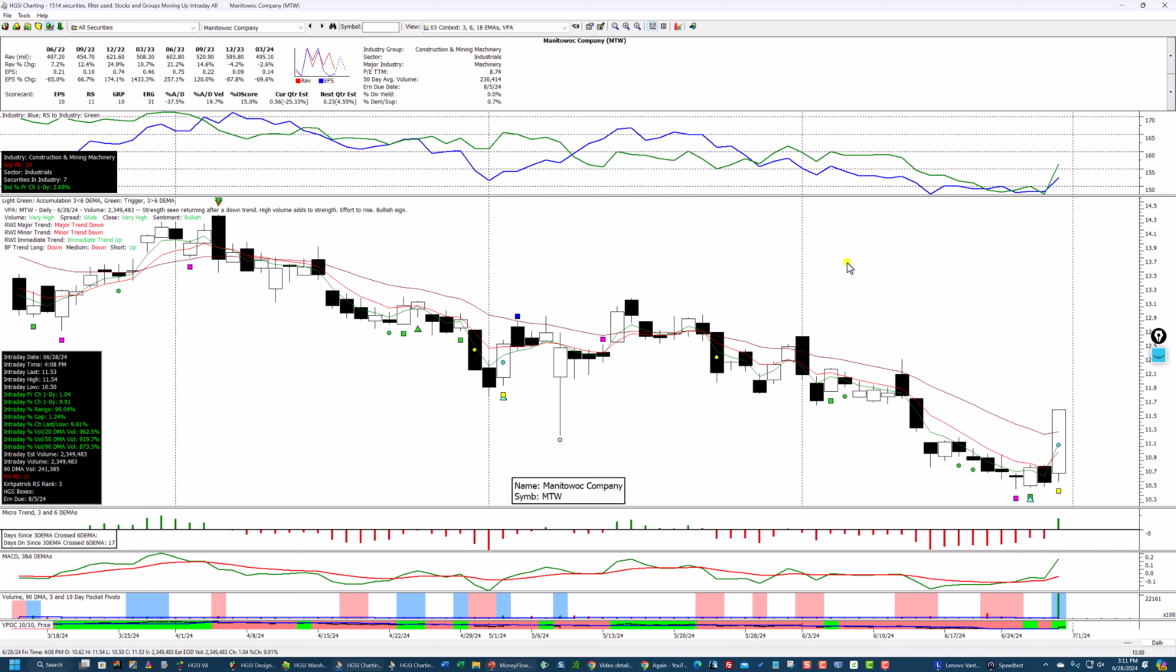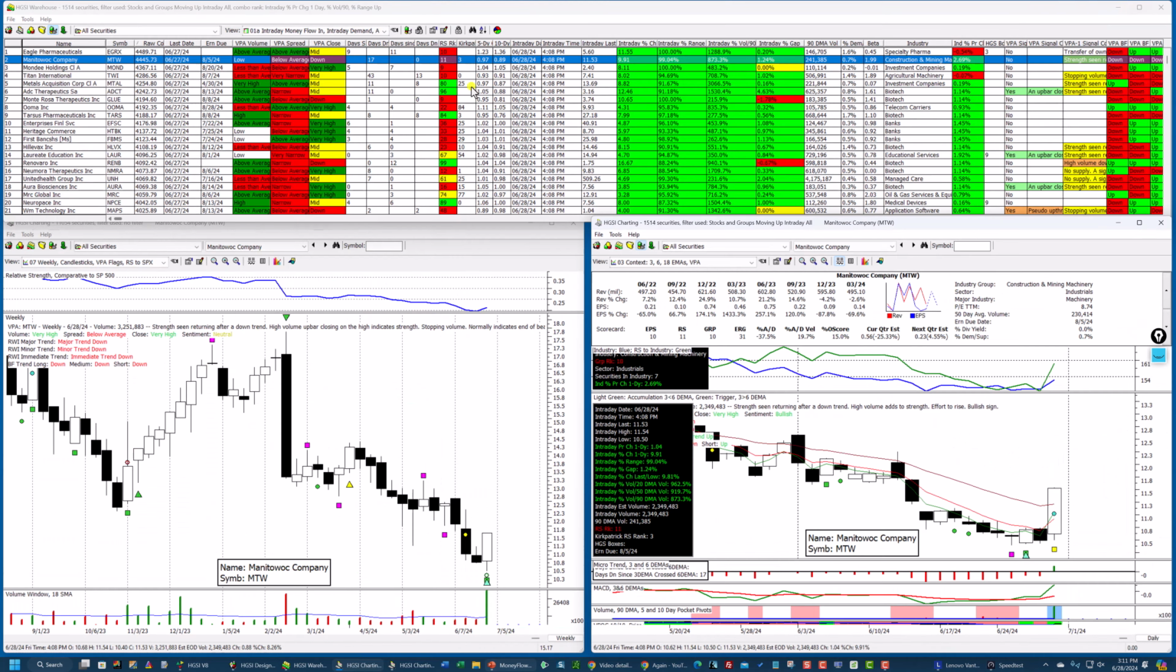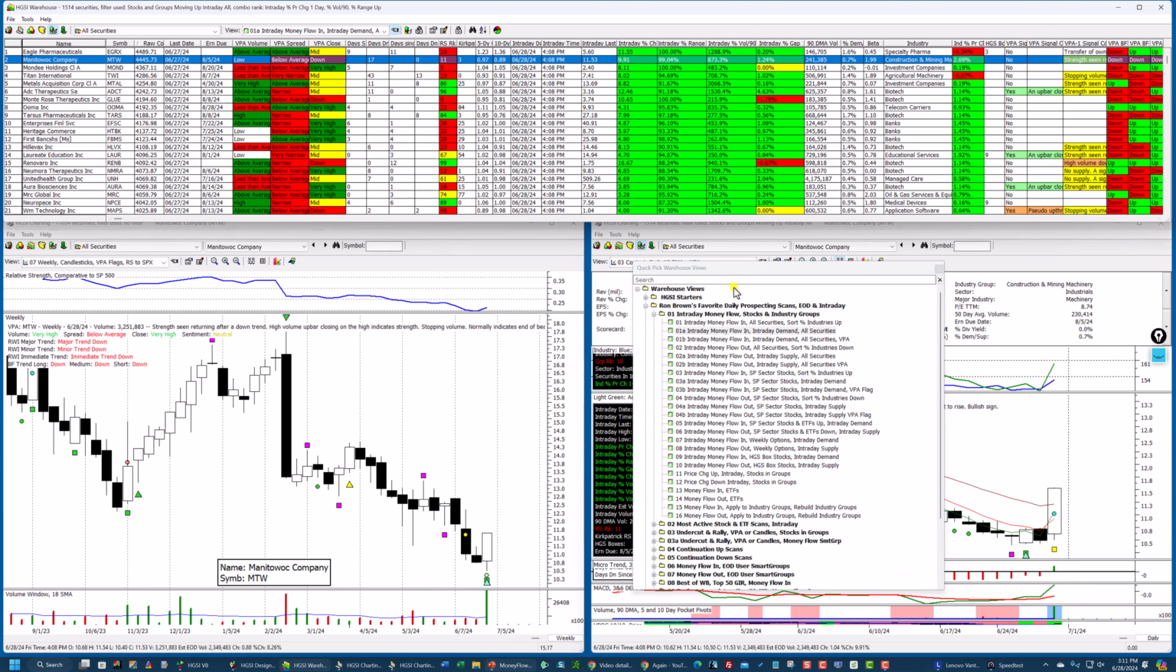I like to do my prospecting intraday, preferably early in the day before these moves are too great. But these money flow indicators or scans will work for you. Let's look at some of the other ones.